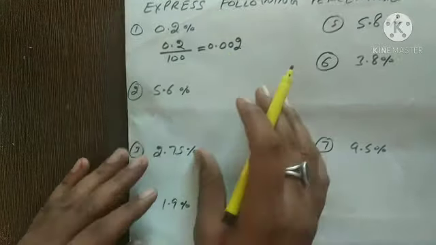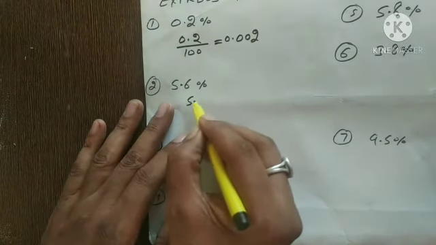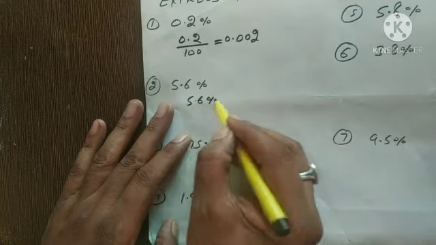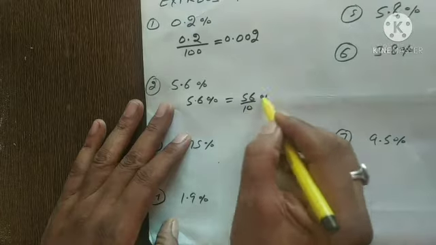Okay student. Now in the other way you can think of this as 5.6%. Now 5.6% means 56 over 10%.